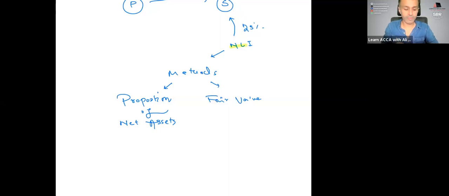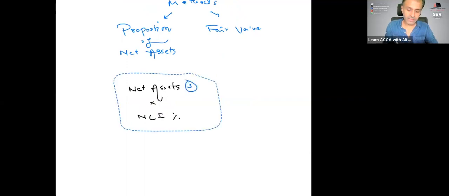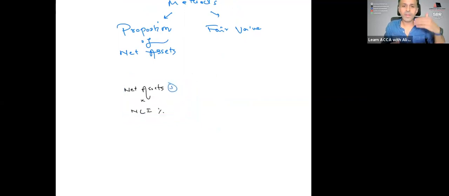Need to be aware of how the first one will go. As the name suggests, proportion of net asset method, so we take net assets and multiply it with the NCI proportion. So the title of the method itself has the whole formula in it. We are taking a proportion of net asset of the subsidiary.